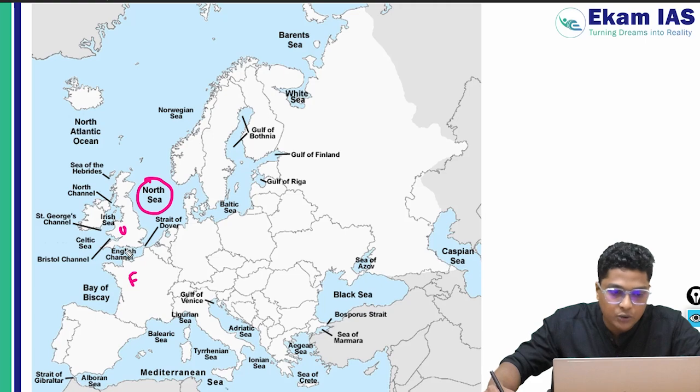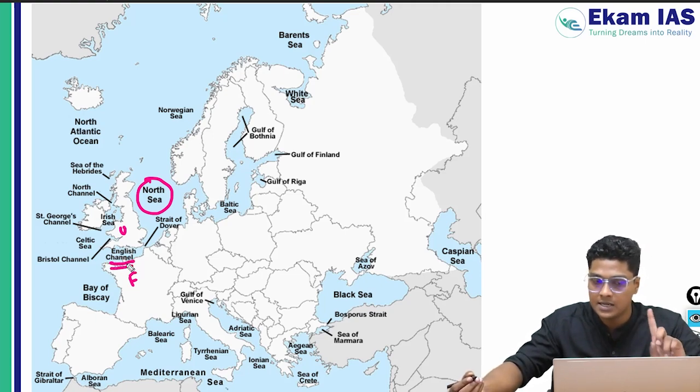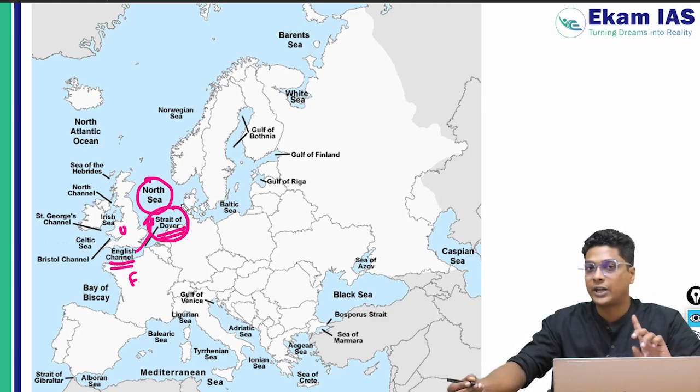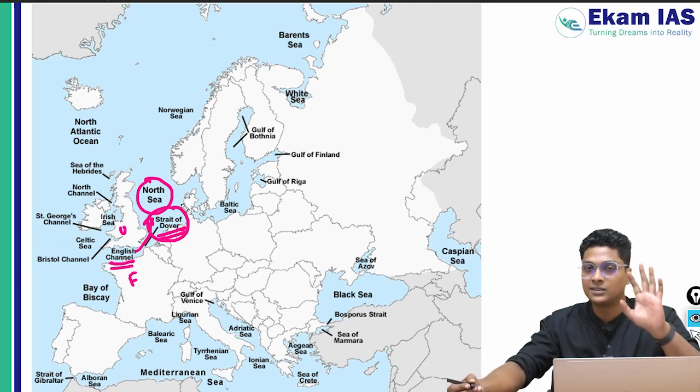So France and the UK are separated by the English Channel. The strait connecting the English Channel with the North Sea is called the Strait of Dover.